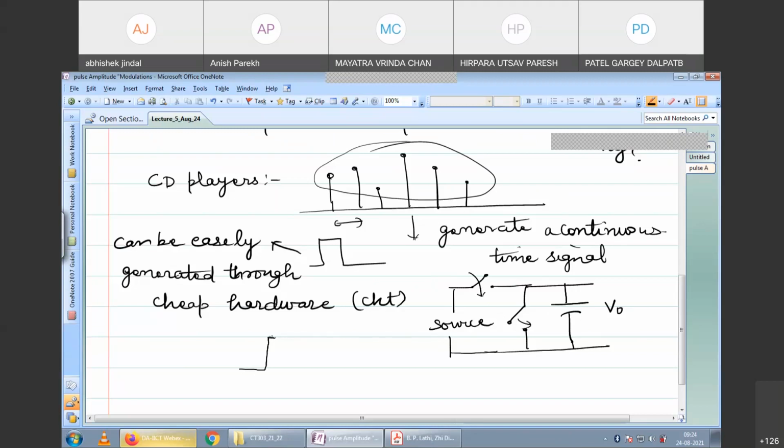So once you close this, the charge V naught is the level which it's maintaining. As soon as you discharge, it goes. So this pulse is easily generated through this circuit. These circuits you can find in several books. Right now, our focus is not on studying the hardware to generate these waveforms. These will be covered in labs.